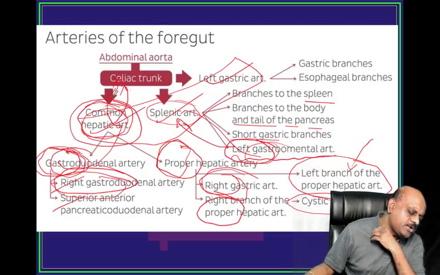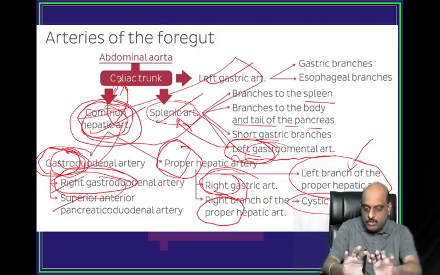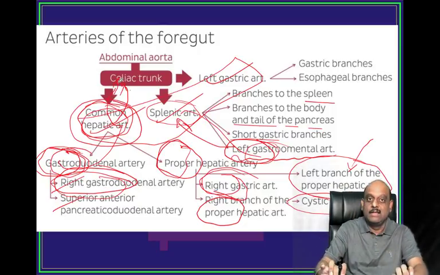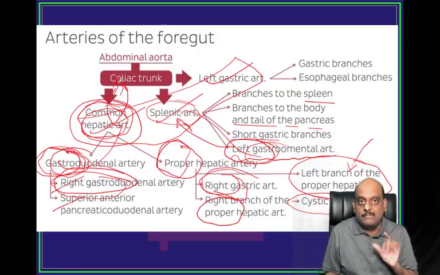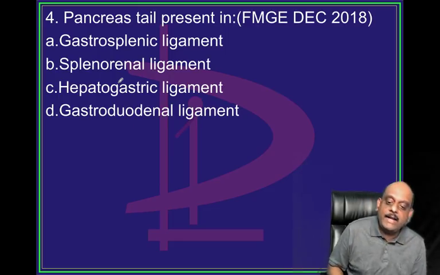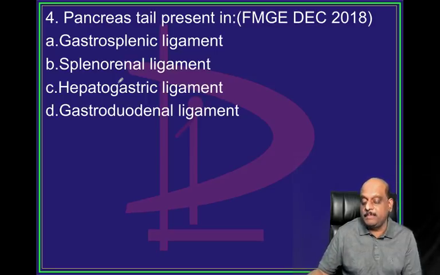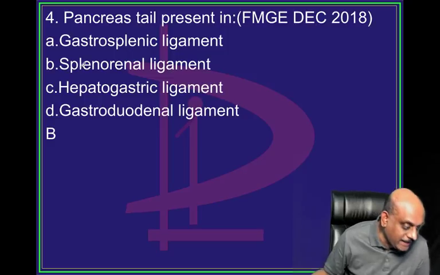Common hepatic is the branch of celiac artery. If you take the last 20 years of the All India NEETPG, so many times questions are asked on this single important slide, doctor. That's the reason I want you to remember. Right? Now, pancreatic tail, where is it present? Keep punching the answers, doctor. Keep punching the answers.